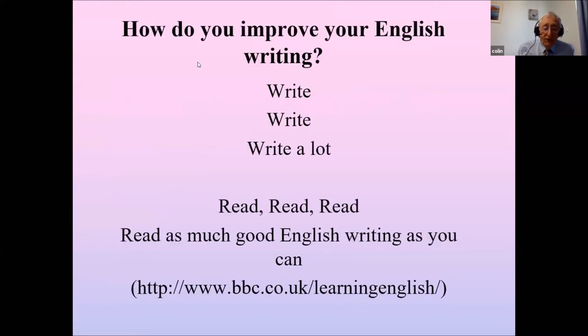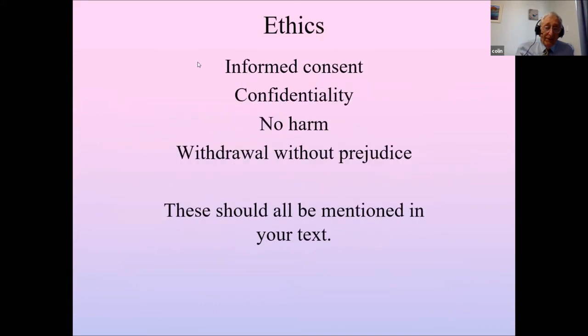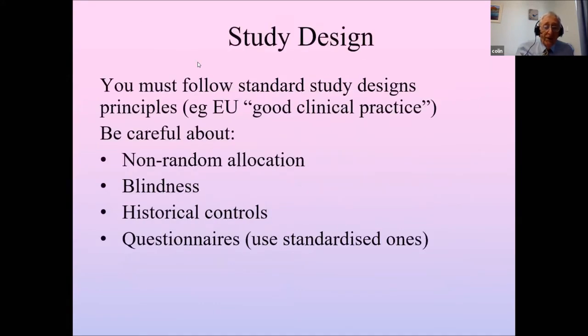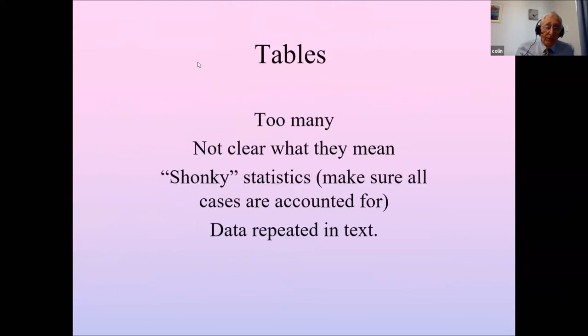How do you improve your English? You write a lot, and you read. And if you want a good free course, then the BBC is probably the best that's available that's free. Keep your papers below the 3,000 words, otherwise we'll throw it out. Ethics, we've talked about ethics and study design. Make sure that you follow a recognised epidemiological base. Some of the things that we are very nervous about is the lack of blindness, use of historical controls, and questionnaires which aren't standardized. All randomized controlled trials must now be registered before you start.